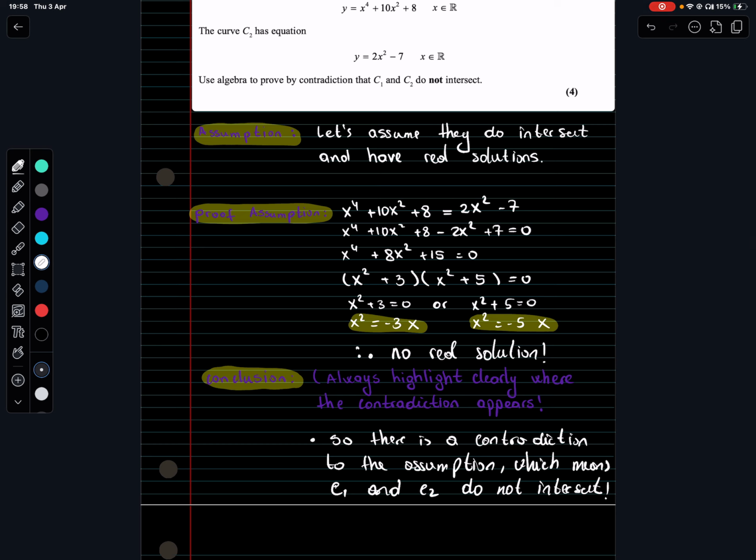Always remember the proof by contradiction, that's only the question in P4. You need to do an assumption. The assumption will contradict what they say. Then try to prove your assumption, where you're going to have a contradiction when you're proving it, and then write your conclusion. That's it.